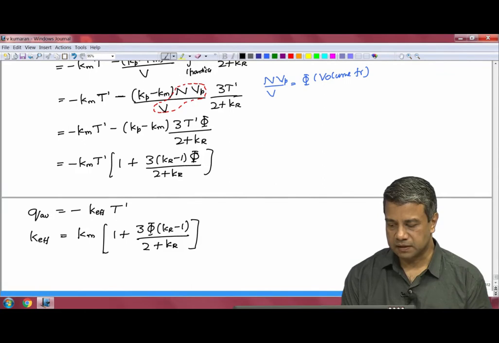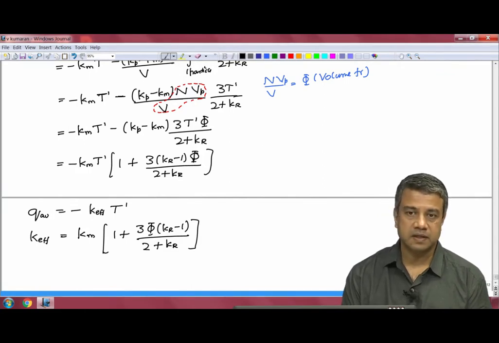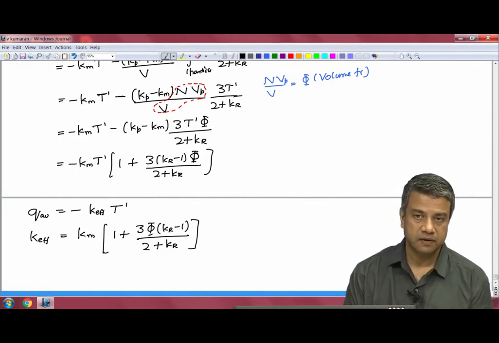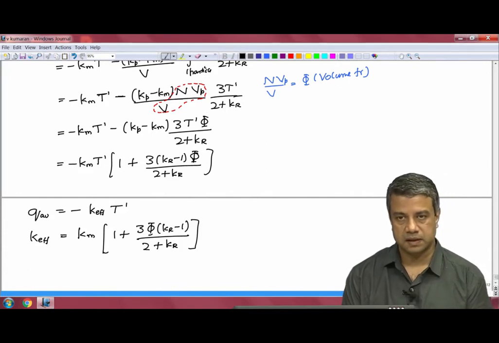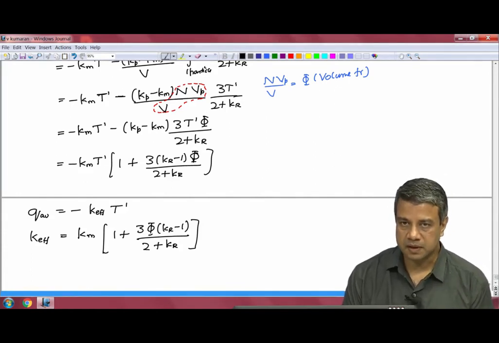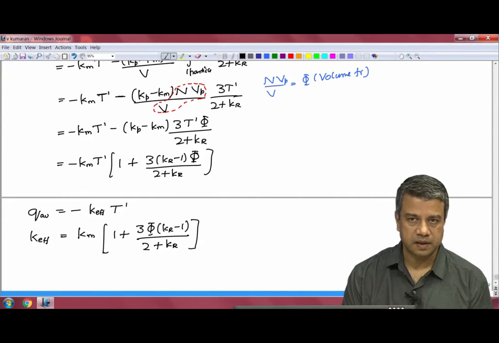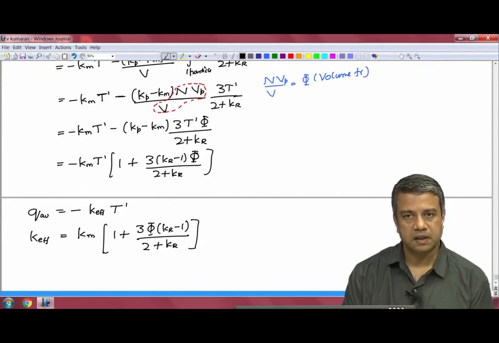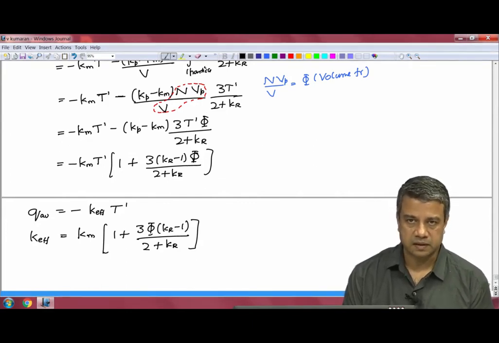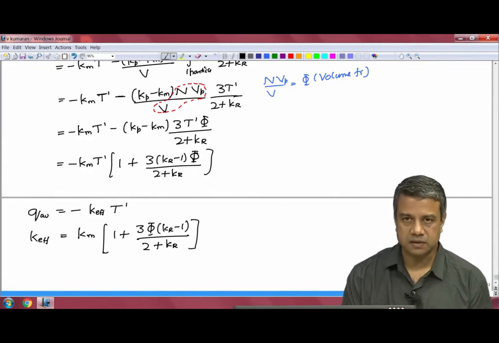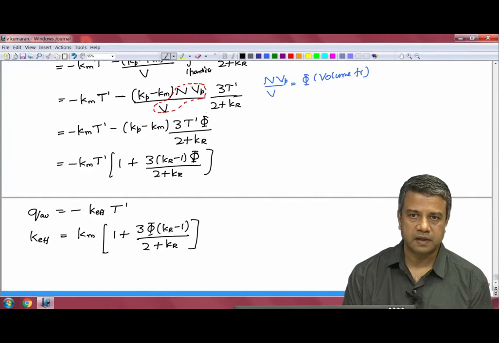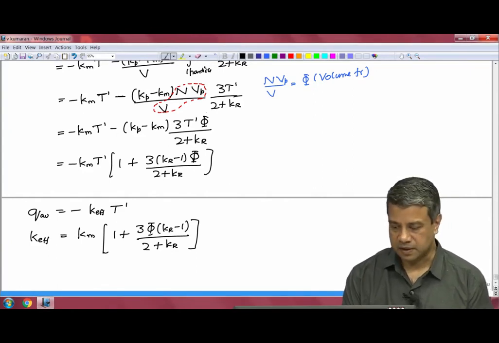Moreover, the effective conductivity depends only upon the volume fraction of the particles. It does not depend upon the diameter or the radius of the particles or their number. It depends only upon the volume fraction. So, whether you have large or small particles, provided it is dilute and provided the volume fraction is the same, you will get the same effective thermal conductivity.